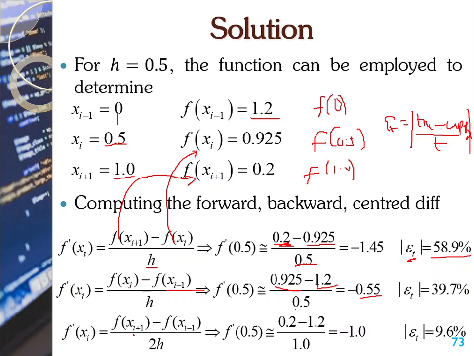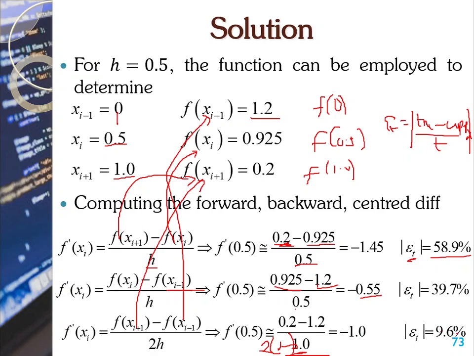For the centered differencing, formula 2 was given by this: f of xi plus 1 minus f of xi minus 1. Already we know the f of xi to be that, and f of xi minus 1 to be that, and that has been placed right in here, all over 2 times our step size. Remember our step size was equal to 0.5, so 2 times 0.5 gives us 1, as we have in here. Once we simplify, we are getting negative 1.0, and once we estimate the error, we are getting 9.68%.